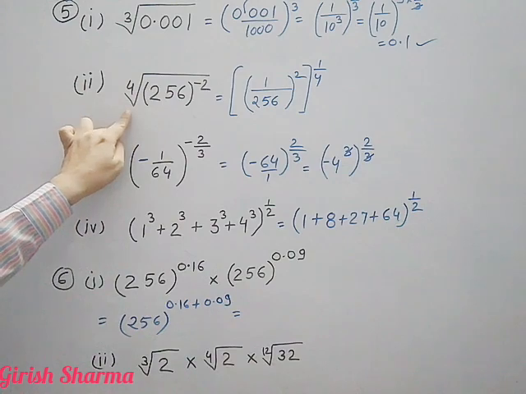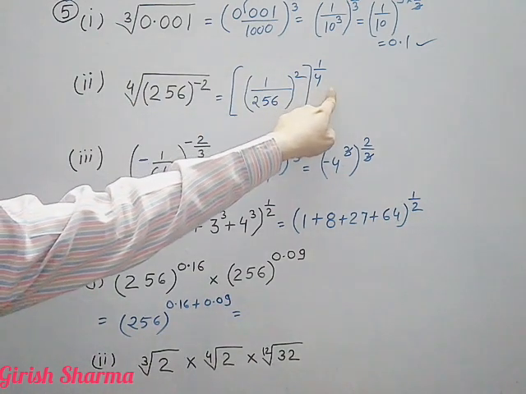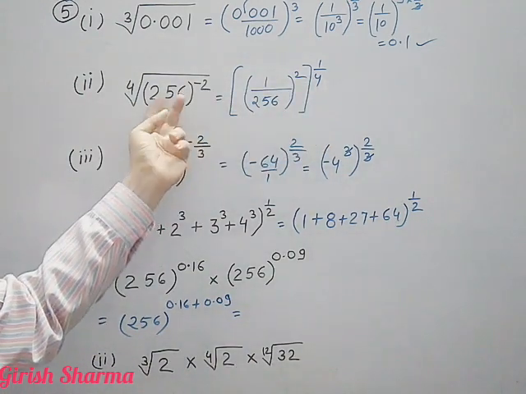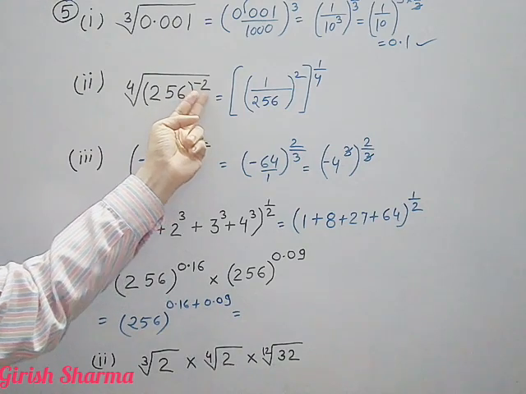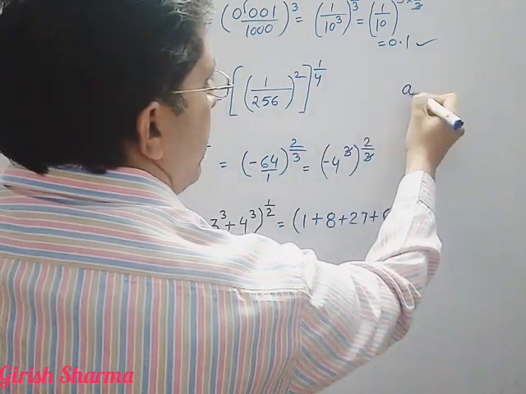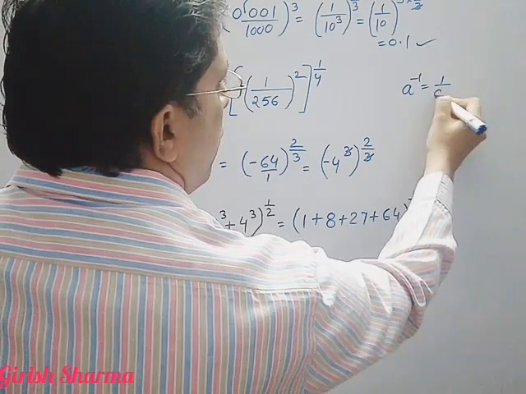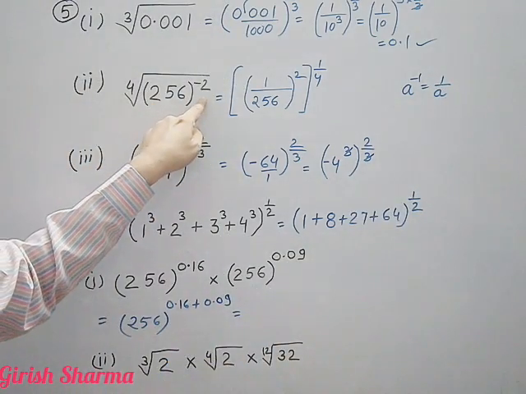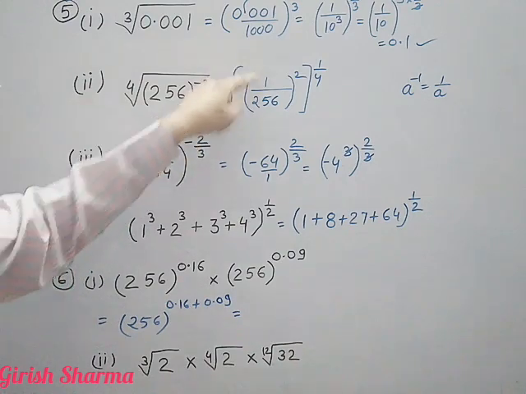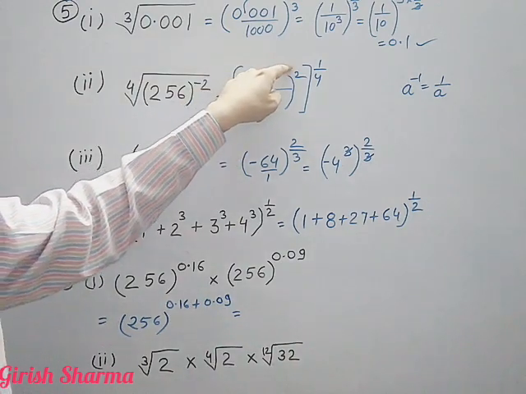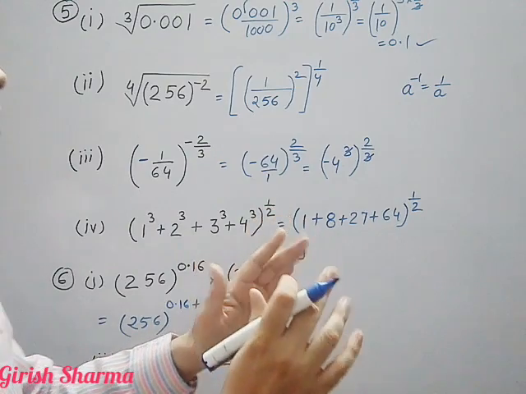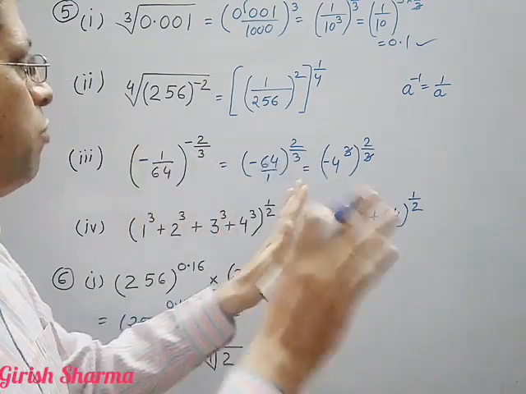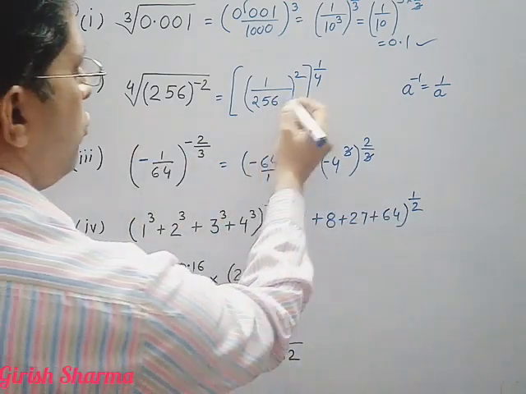Next question, this is the fourth root. Fourth root is power 1 upon 4. This power is negative. Power is negative means we have done the thing a power minus 1 is 1 upon a. So 256 power minus 1 upon 4, minus 2, what will be 1 upon 256 power 2. I am converting this into a positive power.